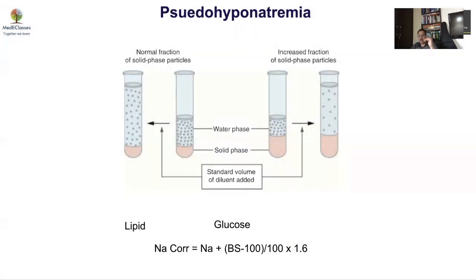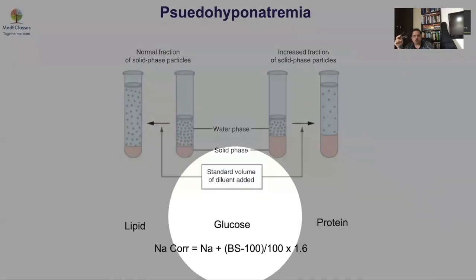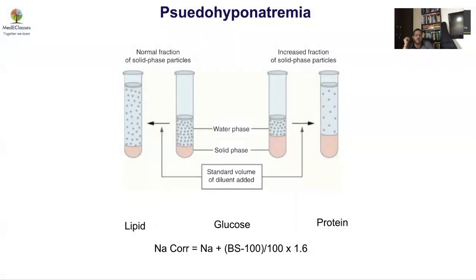For every 100 milligram per dL increase in glucose, the sodium level comes down by 1.6. So you have to apply this correction formula, which will be a more reliable measure, and likewise for protein. Now, ion selective electrodes, which most labs are using, don't have a problem with lipid or protein, but glucose problems persist in that perspective.